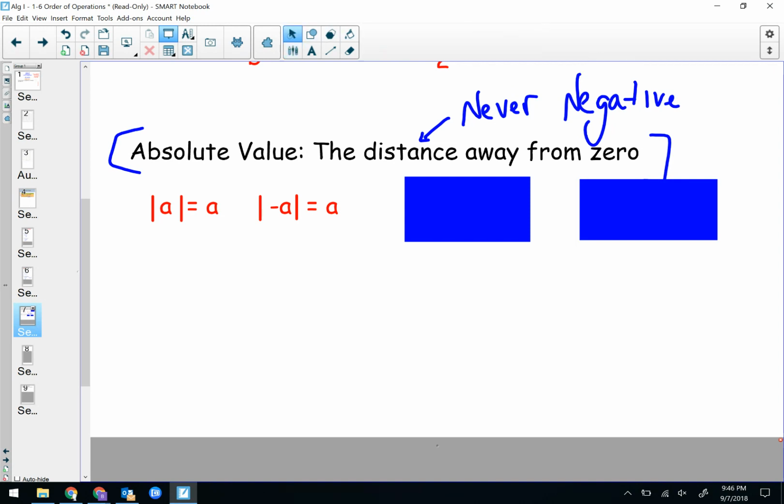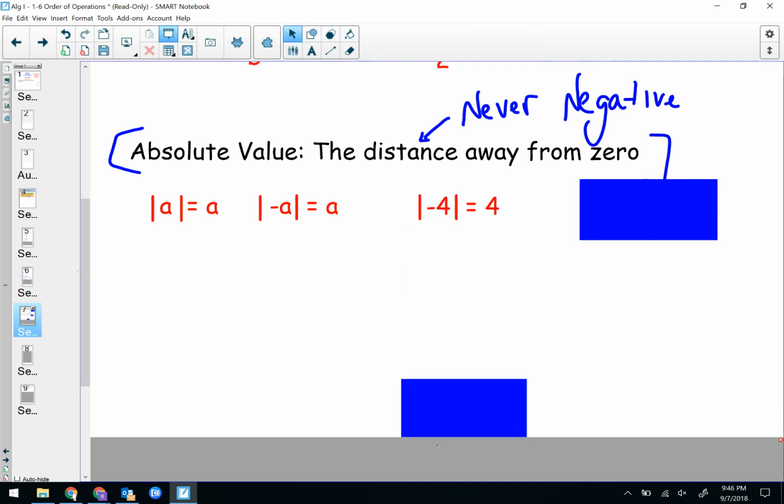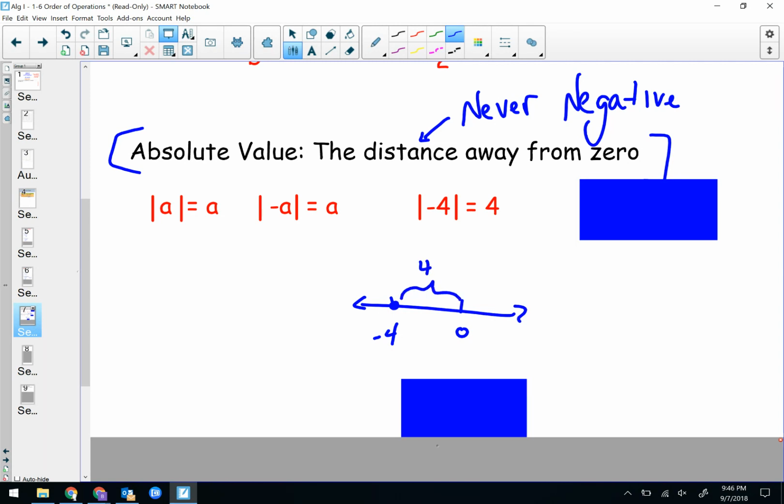Okay, so what am I saying here? Well, think about this. The absolute value of negative 4, because think about it, on a number line, if I'm looking at, here's my 0, here's negative 4. Where is this point? What's the distance away from 0? Well, this is 4 units. So that's the actual absolute value. That's the distance away from 0. It's 4 units away from 0, just in the negative direction.